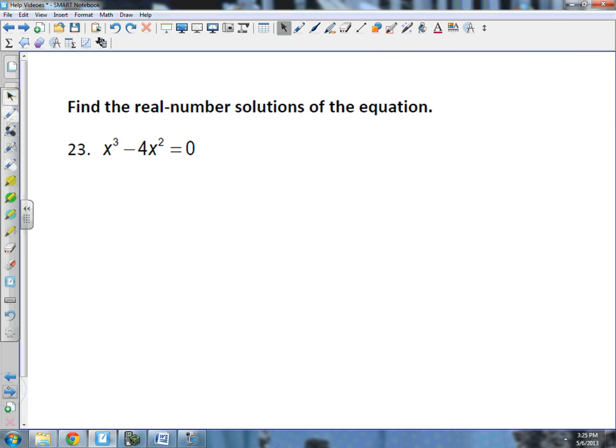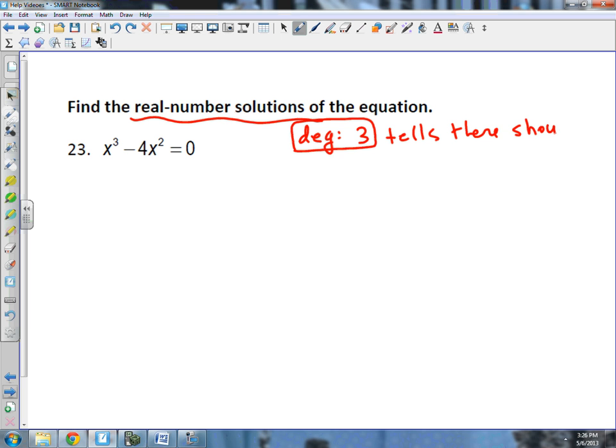Okay, moving along. Find the real number solutions. Basically they're based on the degree. The degree of this problem tells us, the degree being 3, there should probably, again, not always, probably be 3 solutions. So you're thinking like degree 3, 3 solutions. So this particular problem, I think it only ends up having 2, but it should probably be 3. But again, if it only has 2, you'll see why it only has 2 in a second.